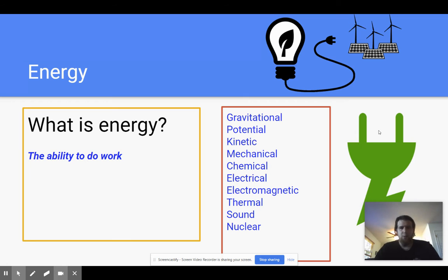Now, work is defined in many different ways in physics that we're not going to get into. Here are some various forms of energy: gravitational, potential, kinetic, mechanical, chemical, electrical, electromagnetic, thermal, sound, and nuclear. We have a bunch of different forms of energy, but we're going to hone in on the potential and kinetic energies for our lecture tonight.